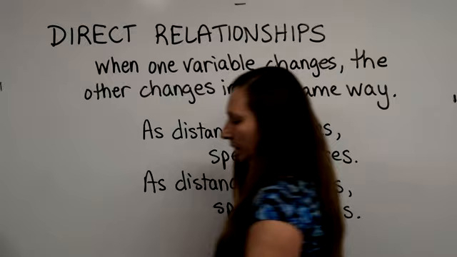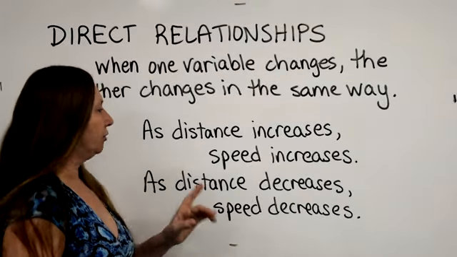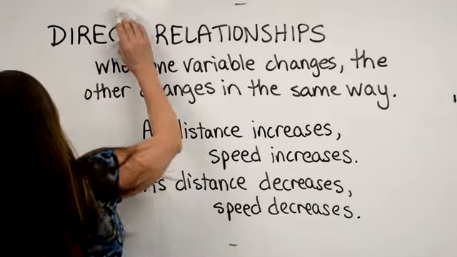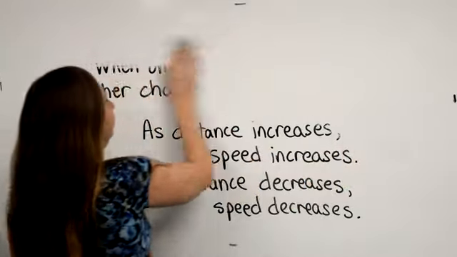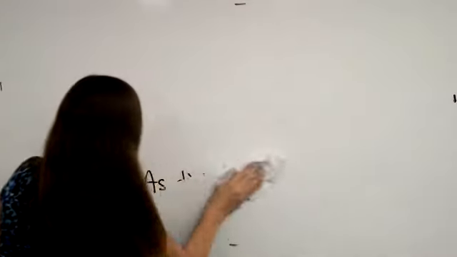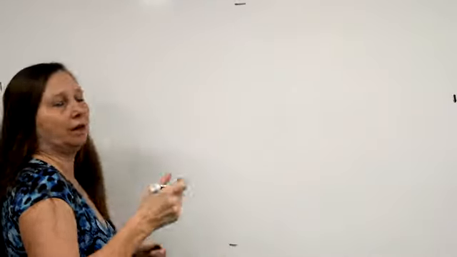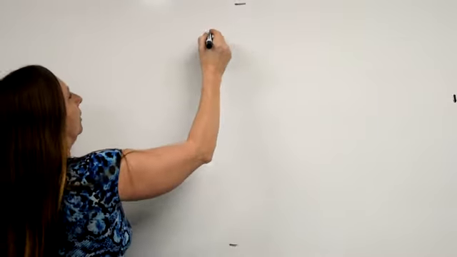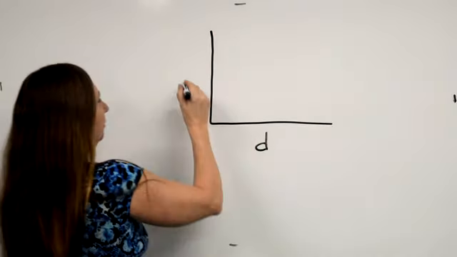All right, now let's look at why the graph looks the way it looks. Let's draw the graph and see what happens as one increases and the other one also increases. I will use that as the example. So here's the graph, and let's say it's a graph of distance versus velocity.